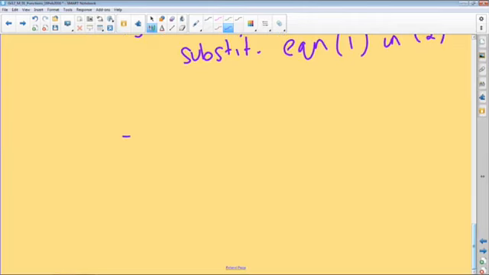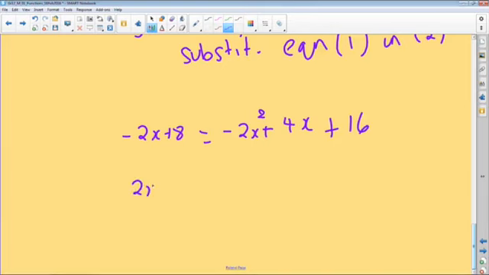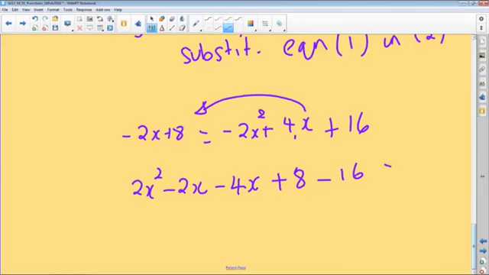So let's have a look at that. So I've got minus 2x plus 8 is equal to minus 2x squared plus 4x plus 16, okay? And then we need to solve for x. So we're going to take everything over to the left-hand side. So I'll get 2x squared minus 2x minus 4x, because I'm taking it over from the right-hand side, so I need to minus 4x on both sides. So I get minus 4x plus 8 minus 16 is equal to naught.